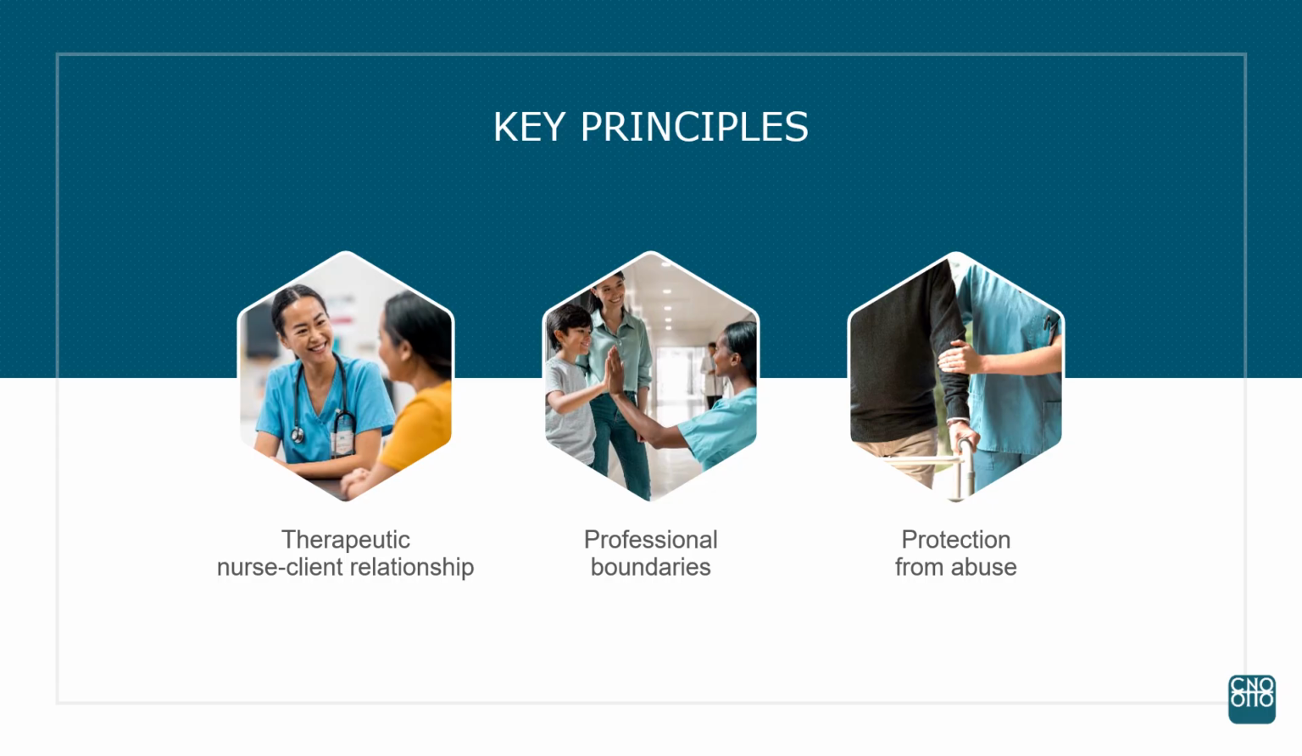The 3 key principles are the therapeutic nurse-client relationship, the foundation of care; professional boundaries, maintaining clear limits so that nurses protect clients; and protection from abuse, ensuring safety in every interaction. Each principle aims to strengthen public protection and clarify what safe practice looks like.